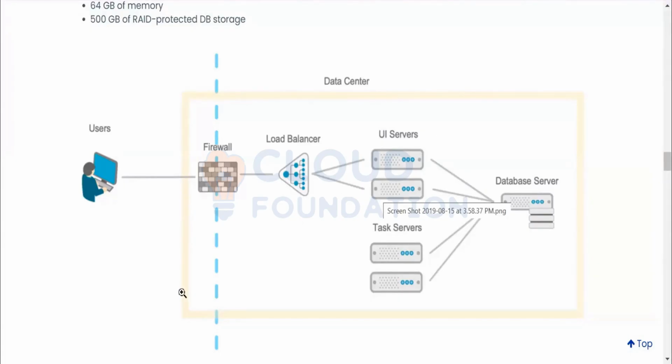Then what is the internal load balancer? SailPoint has an inbuilt load balancer which will decide whether the incoming traffic from the user should go to the UI server or to the task server. If a request from the user takes less time to process, then it will go to the UI server. If a request takes more time to process, it will be assigned to the task server. That's it.